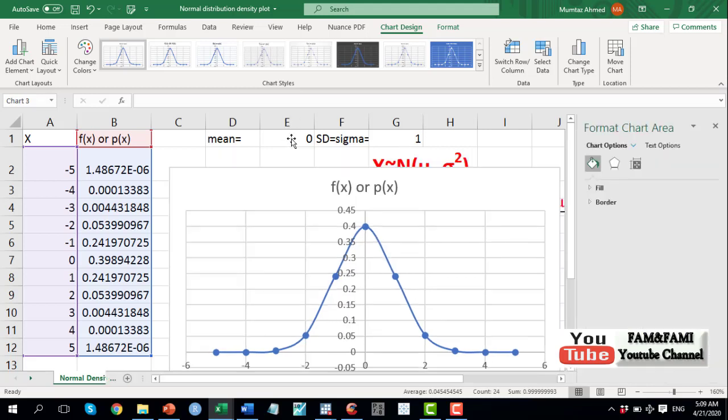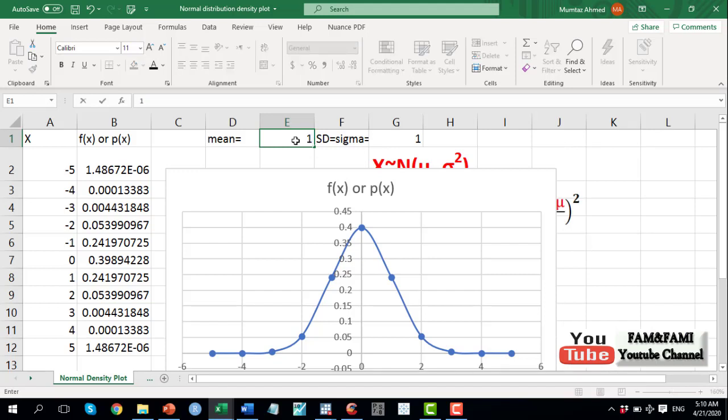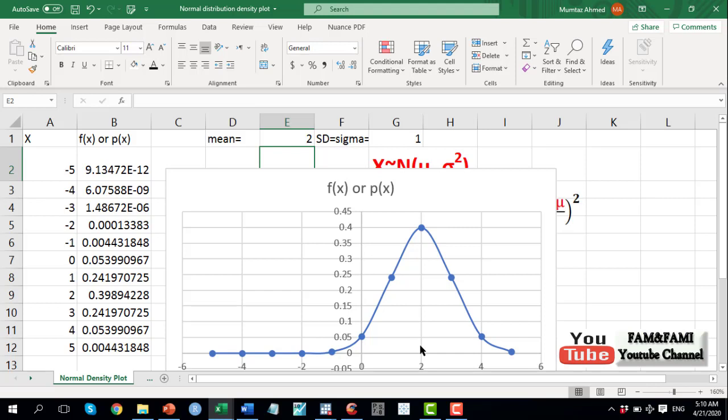So now let's change this mean. Let's change this mean from 0 to say 1 and press enter. So now you can see that this peak got shifted from 0 to this 1. You can see this Excel tooltip is giving the x coordinate 0 and y coordinate 0.93. If you change this to 2, now you can see that the peak got shifted to x equal to 2, whereas the rest of the shape remains exactly the same.